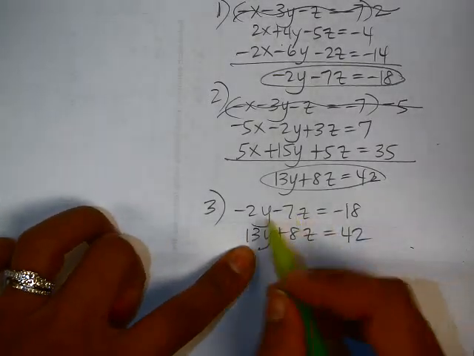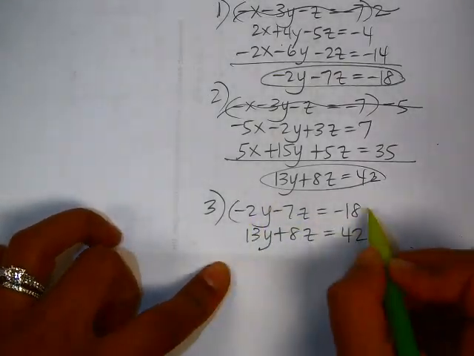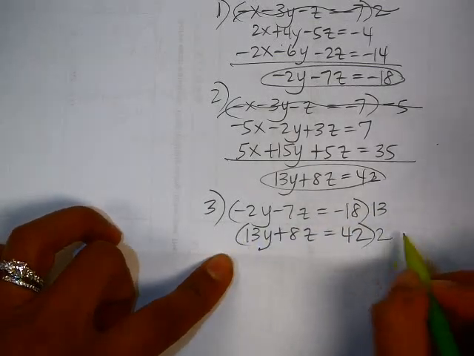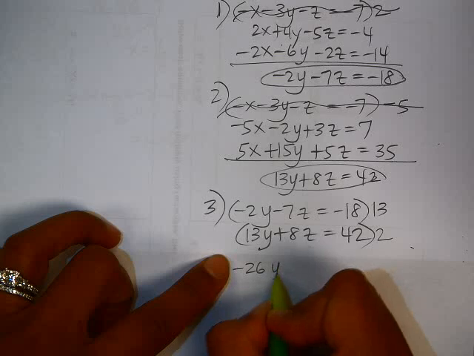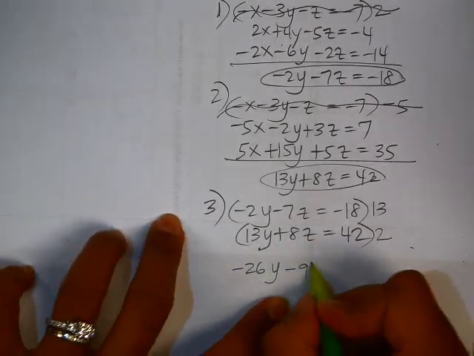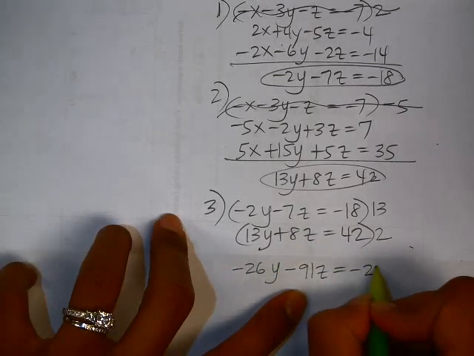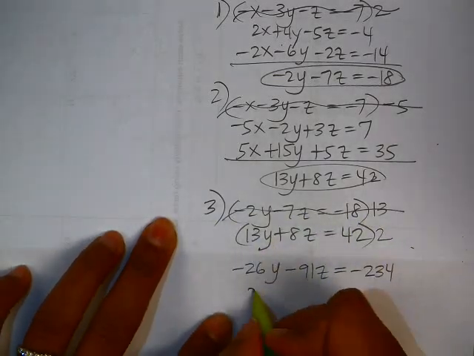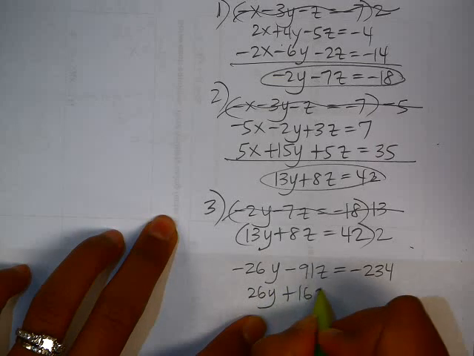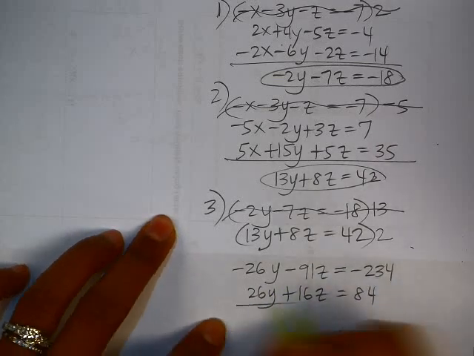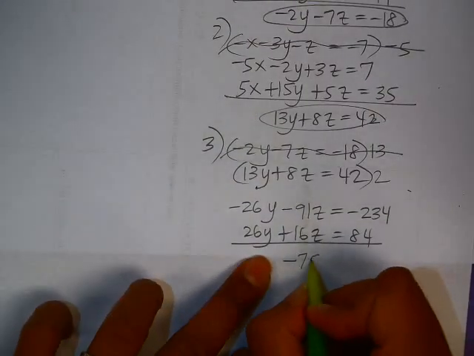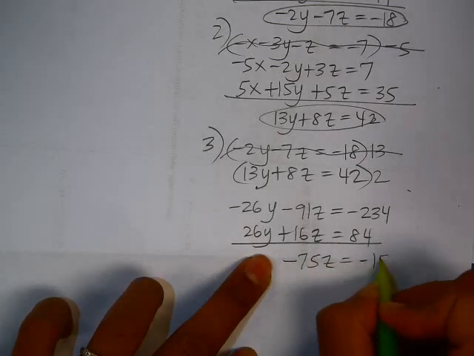So if we decide to eliminate the y first, let's multiply this by 13 and multiply this by 2. That gives me negative 26y minus 91z equals negative 234. And the second equation gives me positive 26y plus 16z equals 84. So we have now eliminated the y's. This gives me negative 75z equals negative 150.